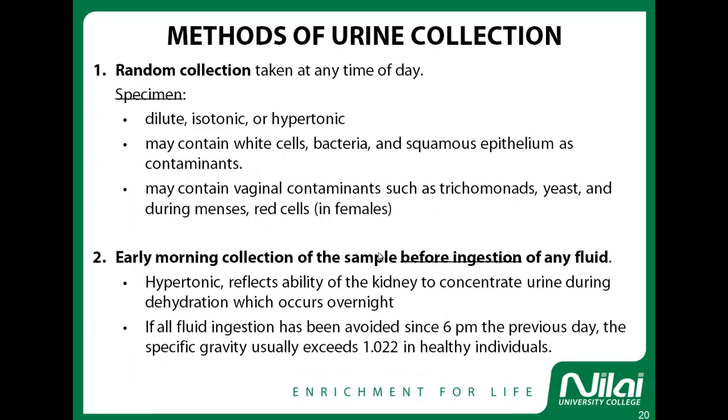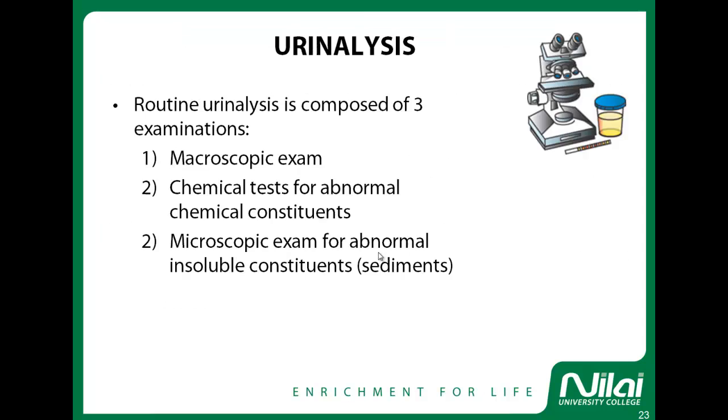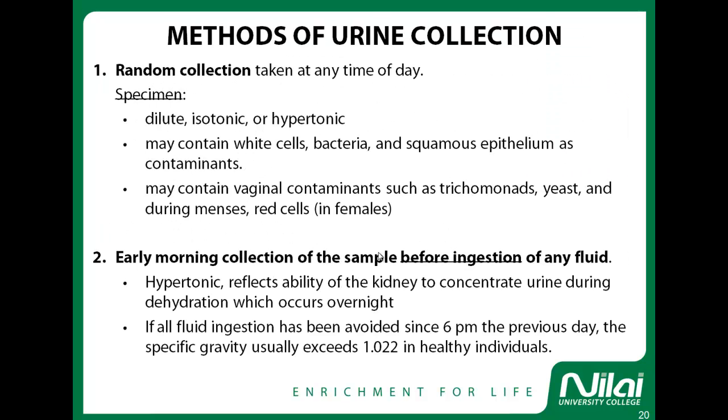This is the method of urine collection. We have 5 methods. Number 1, random collection, taken at any time of day. The specimen may be dilute, isotonic, or hypertonic, and may contain white cells, bacteria, and squamous epithelium as contaminants. It can contain vaginal contaminants such as trichomonads, yeast, and red cells in females.